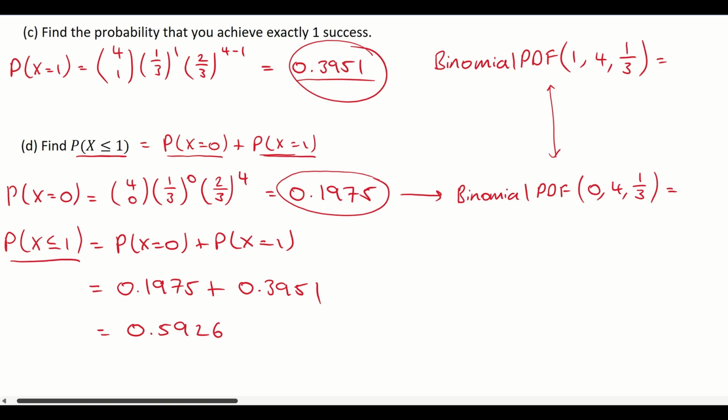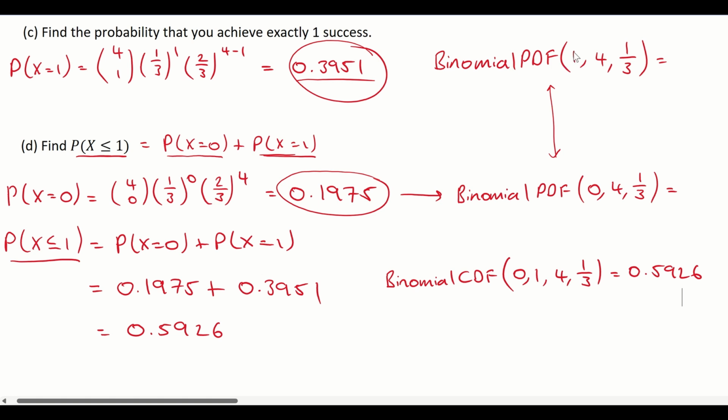Or alternatively, I can use something called a binomial CDF function. So we go binomial CDF. And we set our lower limit, so we can go anywhere between 0 and then our upper limit, 1. So 0 to 1. Or if we wanted to know the probability that x was less than or equal to 4, we would go from 0 to 4. But in this case, 0 to 1, and our number of trials, 4, and the probability of success on a trial being 1/3, we should get 0.5926.